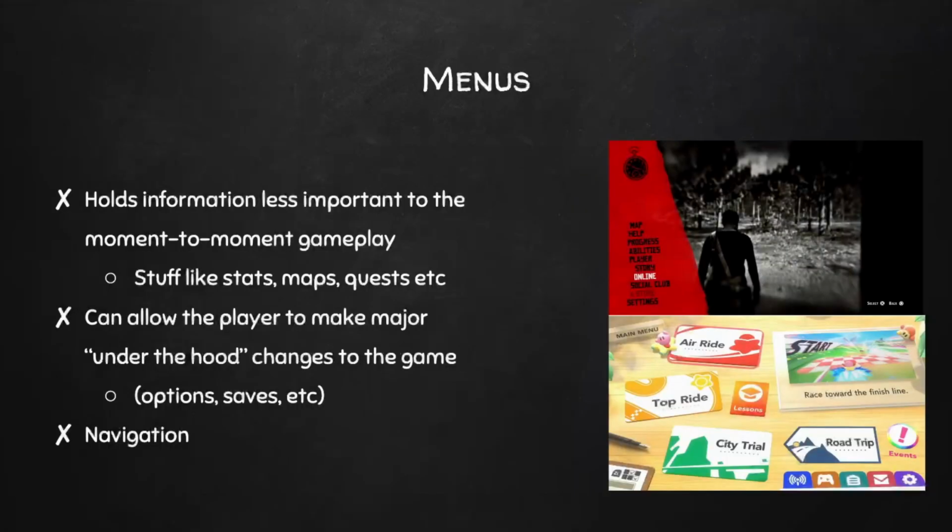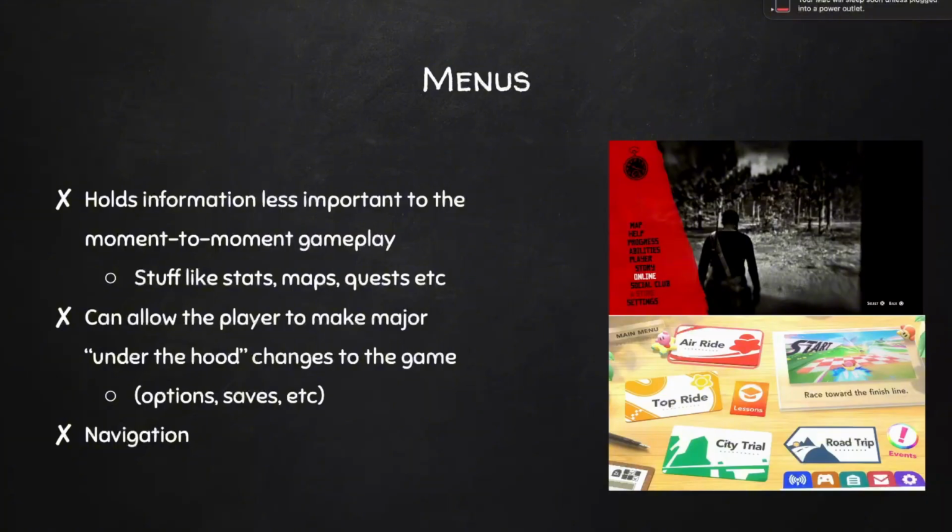But let's get into the two different types that I mentioned earlier. So menus are the main way you present information that's not as important to moment to moment gameplay. Like, you're playing Skyrim and roaming around, you press pause and you get a menu essentially. So usually that holds stuff like your stats, maps, quests, things like that, or different game modes, options.